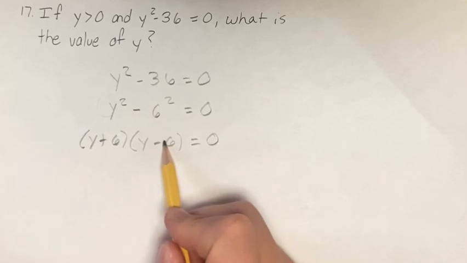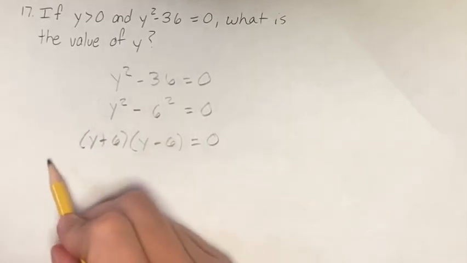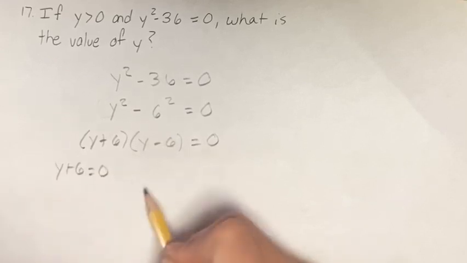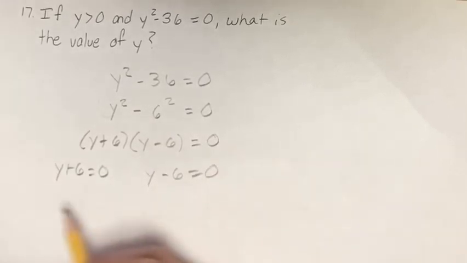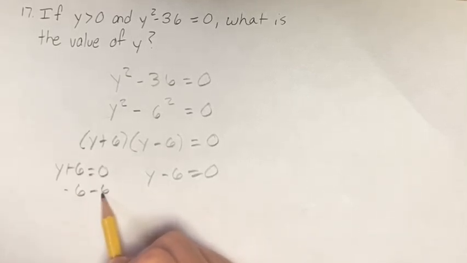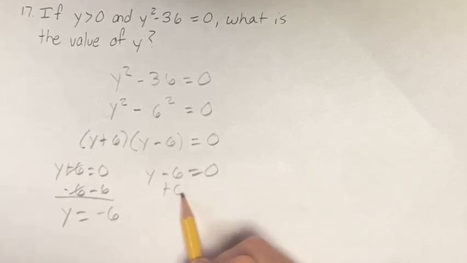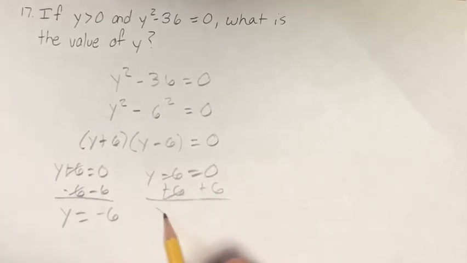So if this times this is equal to 0, either this has to be equal to 0 or this has to be equal to 0. So y plus 6 is equal to 0 or y minus 6 is equal to 0, and this gives you the two answers for our equation. So subtract 6 from both sides to solve for y: y is equal to 0 minus 6, which is negative 6. Add 6 to both sides here. 0 plus 6 is positive 6.